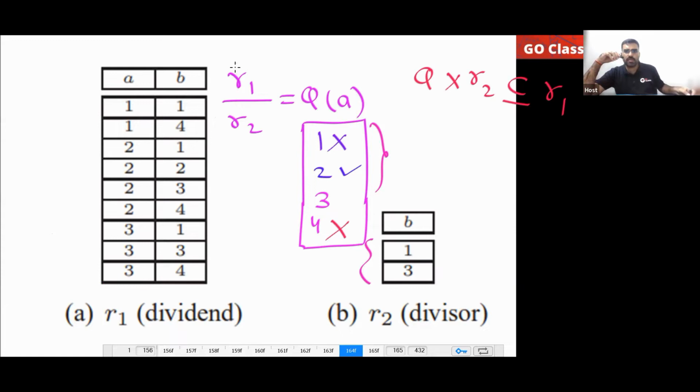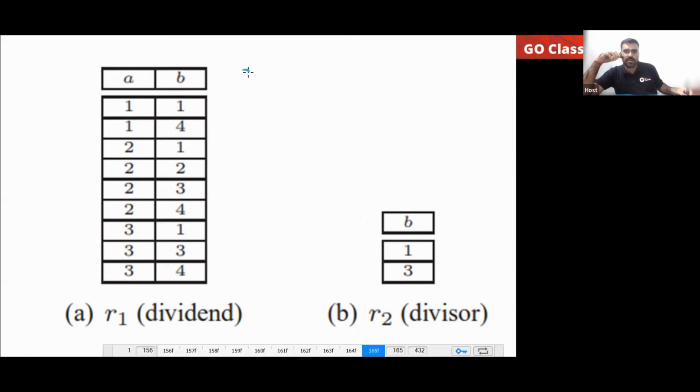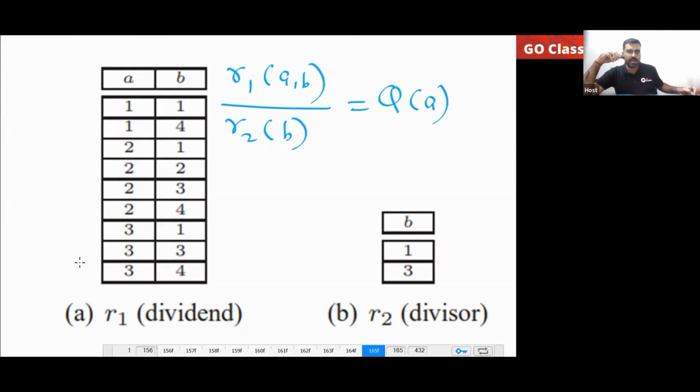Yes or no? So now tell me the answer. Final answer will be what? Remember your relation R1 is A comma B divided by relation R2 which is B. The final answer will be Q, and you can notice this will be the largest. Okay, the answer will be 2 3.